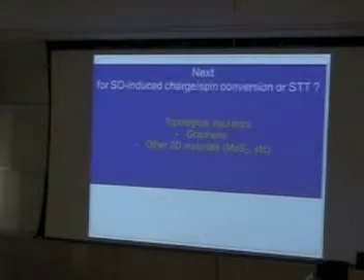So next, spin-orbit induced charge-spin conversion. There are a lot of things to study with topological insulators. We have seen some examples this morning. Graphene and other 2D materials. I can conclude with two slides on graphene to say that there are a lot of things to explore.